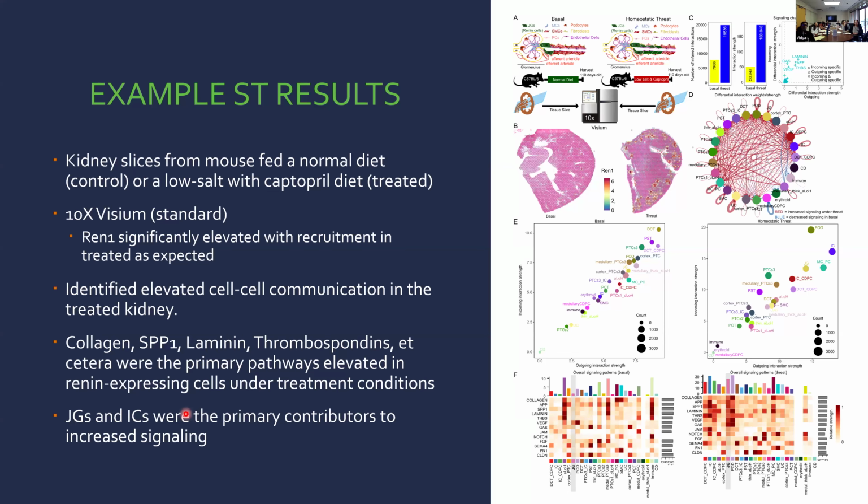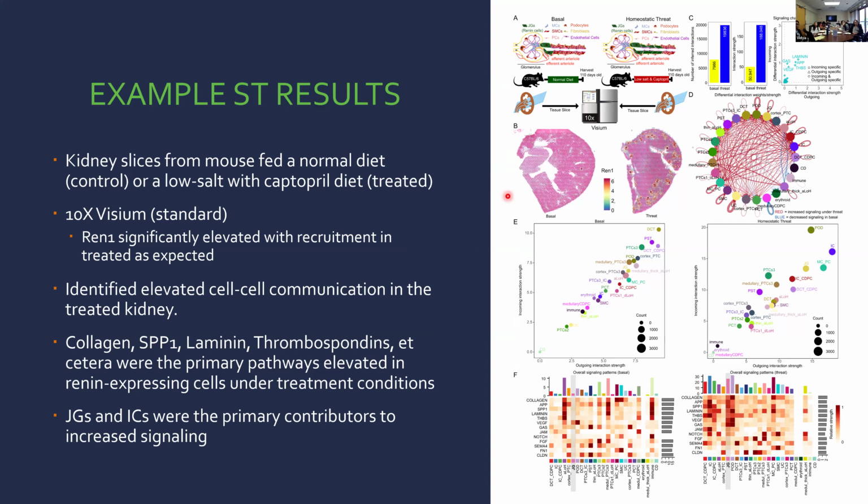Okay, so here are example results from that. In this case, this is thanks to Monica. First, we had kidney slices from mice fed a normal diet or a diet that was low in salt with the ACE inhibitor captopril. So we expect the captopril treated mice with the low salt diet to have a whole lot more renin being expressed. That's this phenomenon of recruitment, where cells of the renin lineage transform back into a renin phenotype. That's what we're really interested in studying.